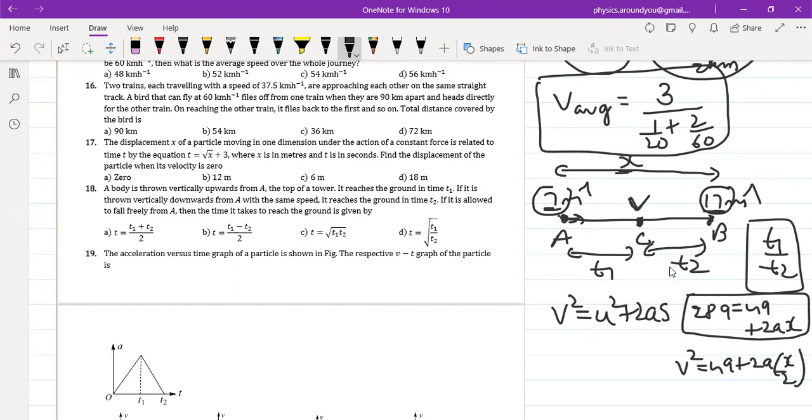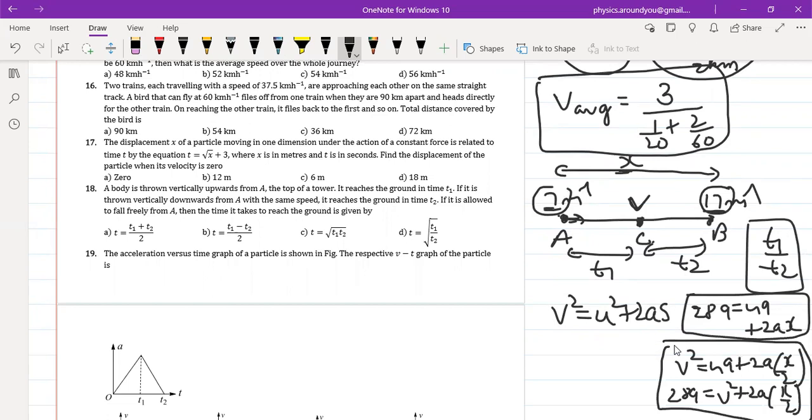Cool. And what about journey from C to B? Now B is final, V is initial. So it would be 289 equal to V square plus 2AX by 2. Whoa, this is looking complicated and deadly. Can we make sense of this somehow, right?